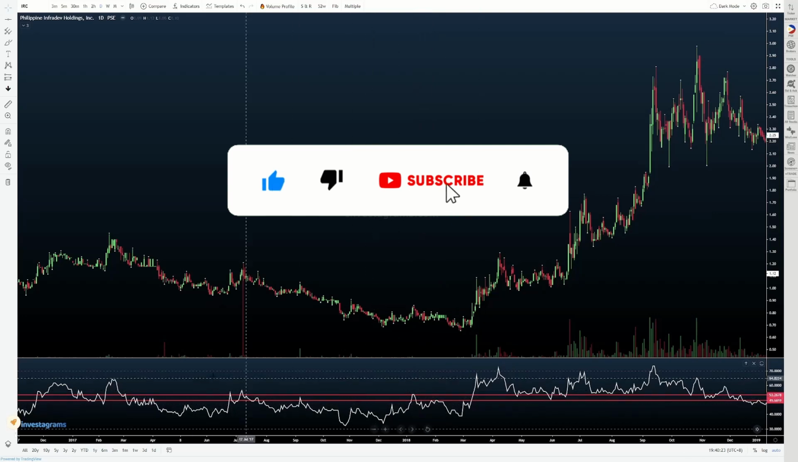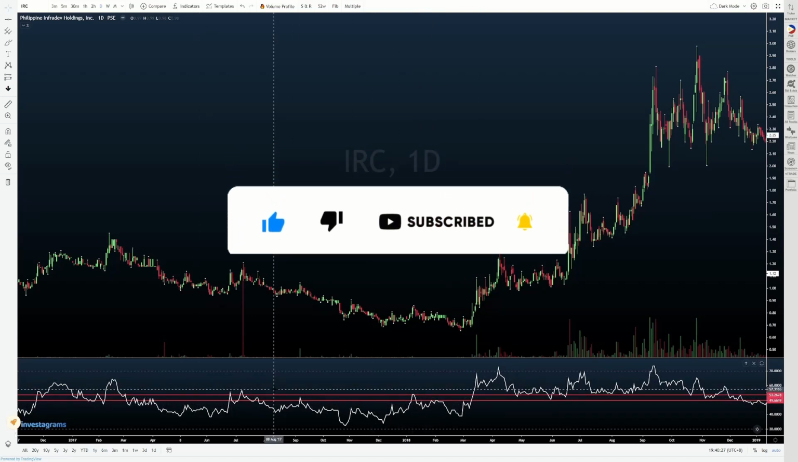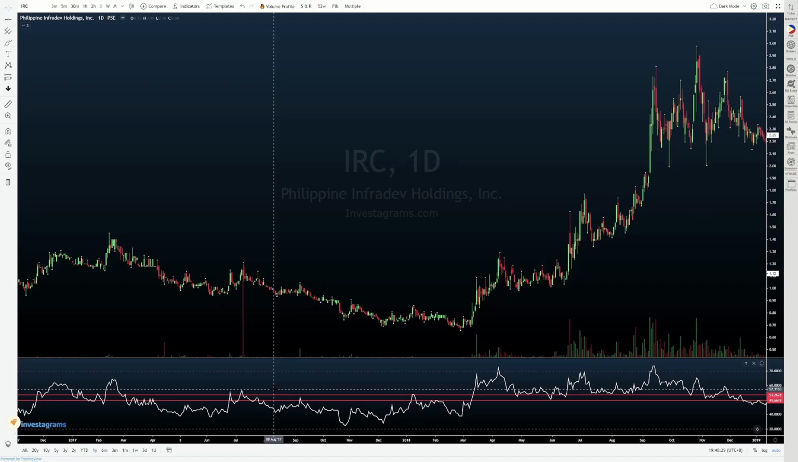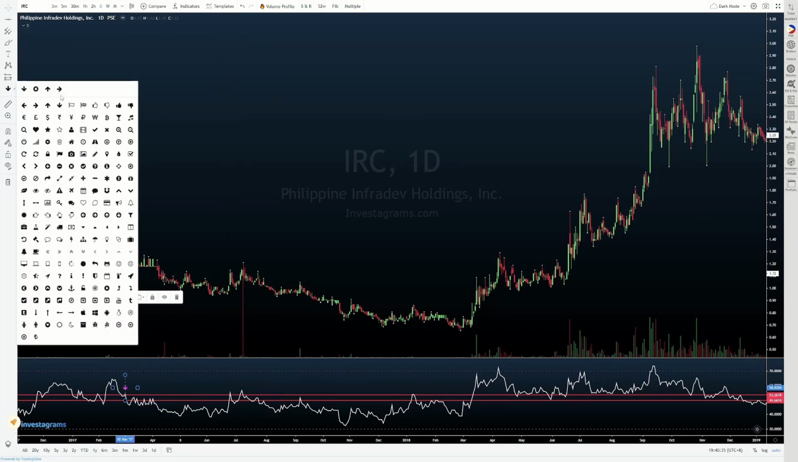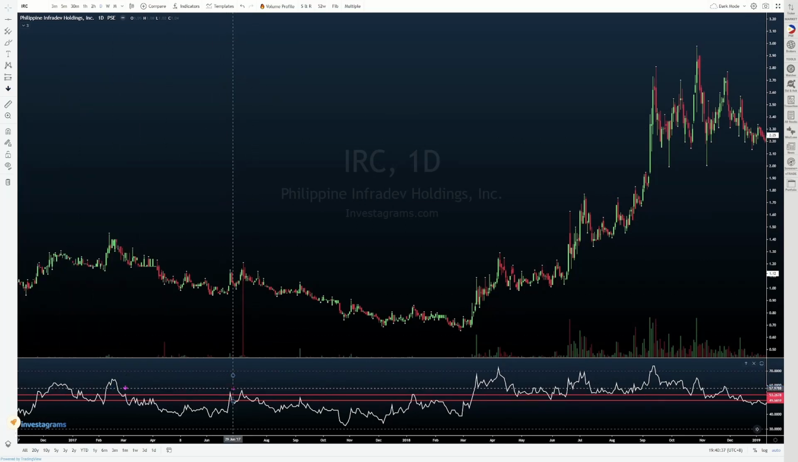Ginawa ko lang siyang ganon para lang mapakita siya ng mas mabuti. You don't have to do it this way. But as you can see, dito, nauuntog tayo. Resistance. Diba? Resistance here. Resistance here. Okay? Bakit ko siya ginawang area? Kasi dito sa example na to, maraming jagged peaks na naganap. Here, here, here, and so on.